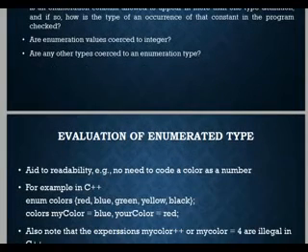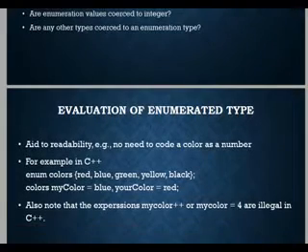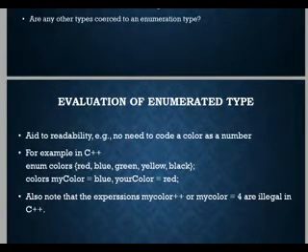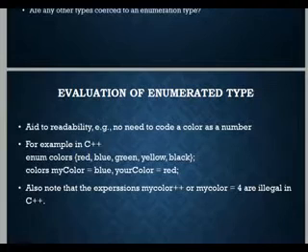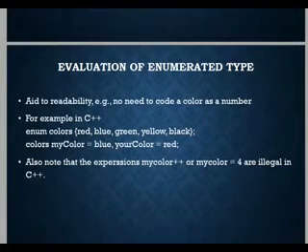Then the evaluation of an enumerated type: what is the use of an enumeration type? Its advantage is that it aids readability. There is no need to code a color as a number. For example, in C++, enum color red, blue, green, yellow, black, then color myColor. A new object is created, then myColor is blue. So you can assign any object a value from the named constants collection. Also, the expression myColor++ or myColor = 4 is illegal in C++.